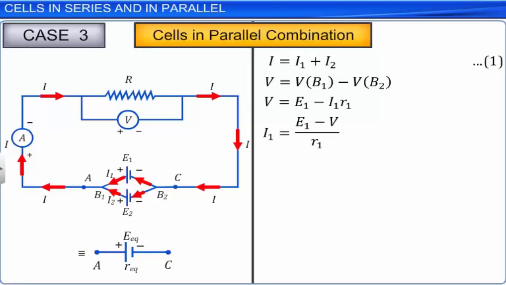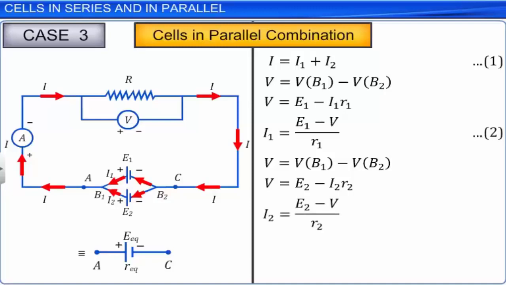Similarly, taking points B1 and B2 to be across cell 2, we can write V is equal to VB1 minus VB2. V is equal to E2 minus I2 into R2. Rearranging the terms, we can write I2 is equal to E2 minus V divided by R2. Let this be equation 3.